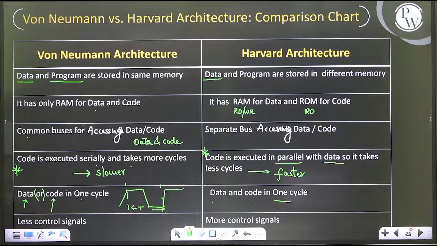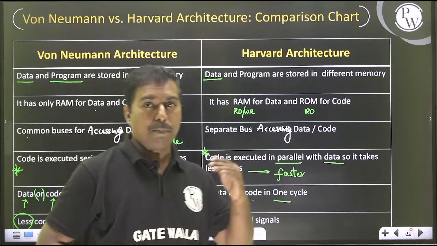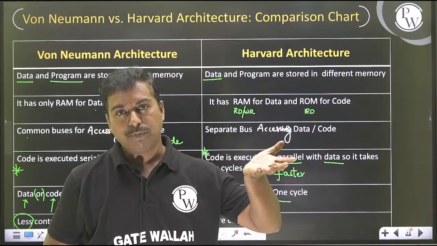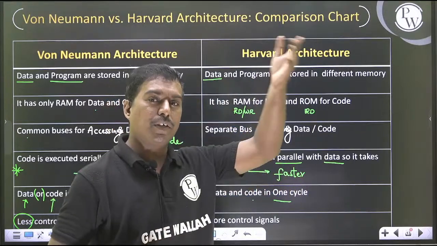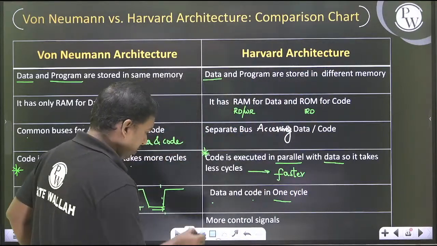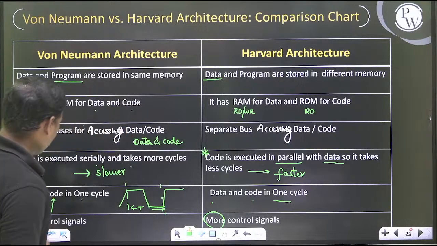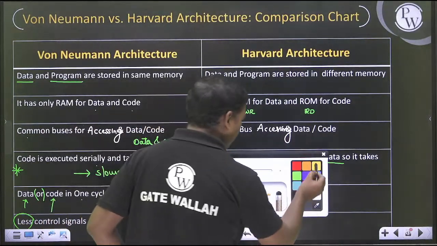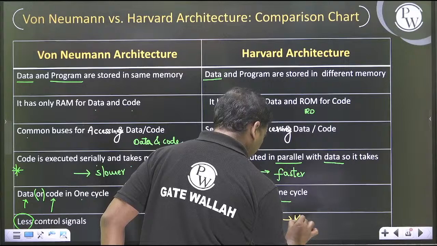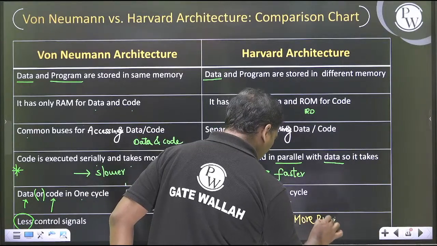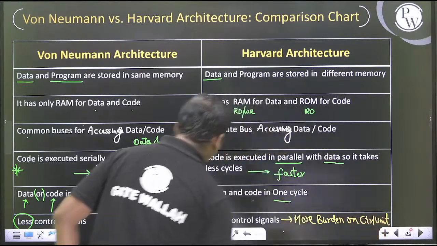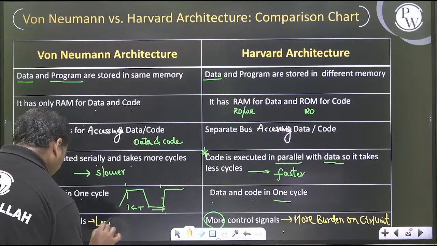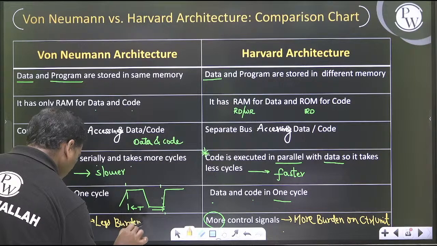Next, here fewer control signals are used. See, that is why design complexity is less here. Because if you want to install a separate bus for code and a separate bus for data, the complexity increases, right? To control them you need more control signals. That's why there are more control signals there, and here fewer control signals. That means here more burden on the control unit, and here less burden on the control unit.